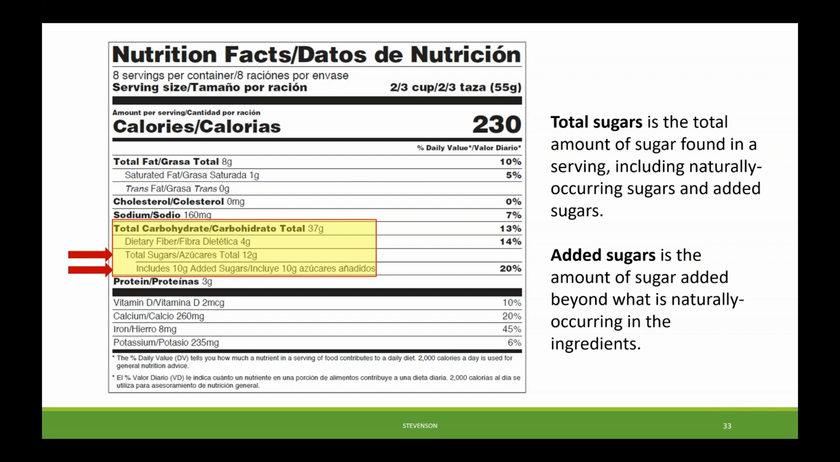So for example, if we're talking about a serving of orange juice, there is naturally occurring sugar in orange juice that comes from the oranges. But then the manufacturer probably also added some additional high fructose corn syrup or other source of pure sugar to make it even sweeter. So the total sugar would include both of these, but the added sugar would just focus on the high fructose corn syrup, for example.